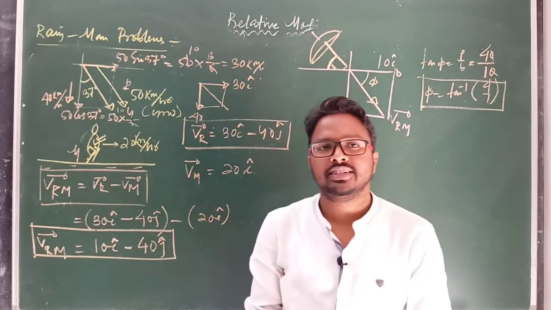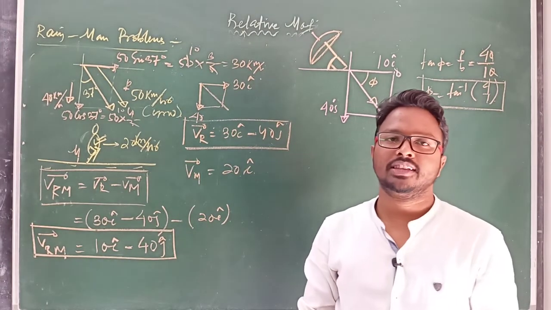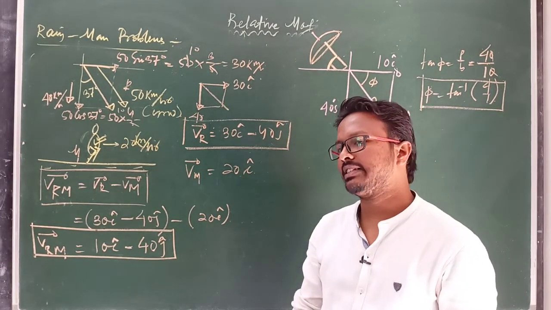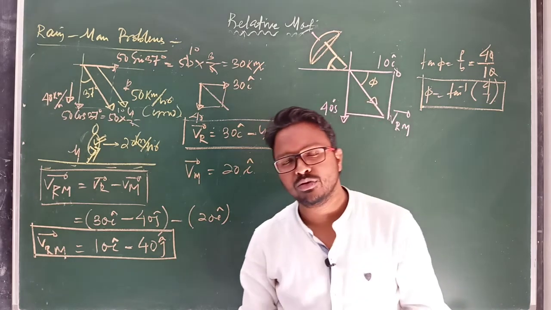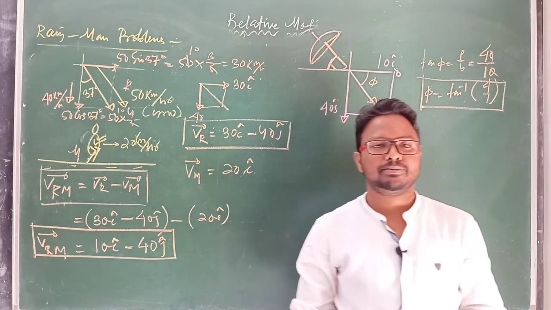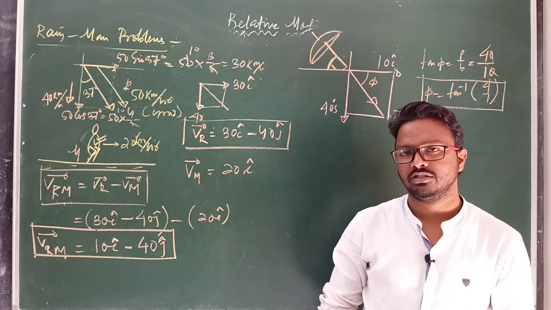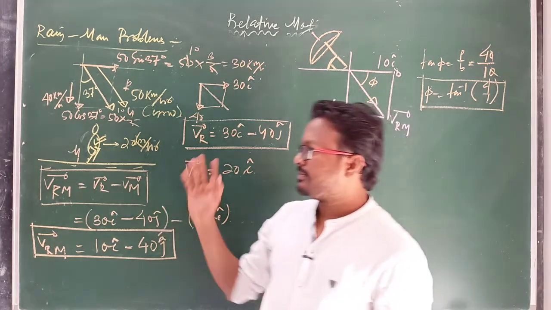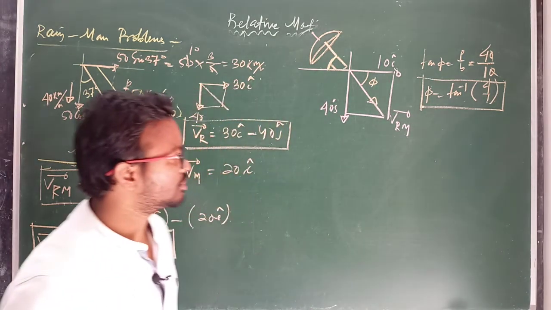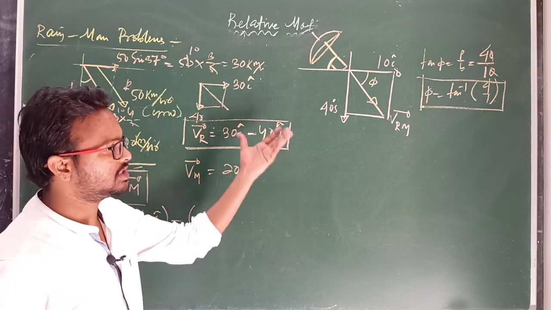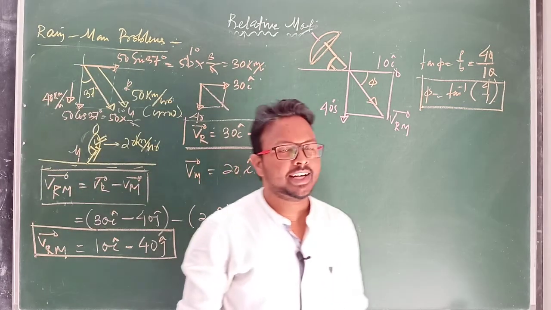So dear students, by using this concept you can solve different types of problems. The first thing is that you have to remember which is the observer, and the observer frame is always at rest. Clear? So this is the rain-man problem. A question may ask like this, so you have to remember step by step, and by using this concept you can solve relative velocity problems.